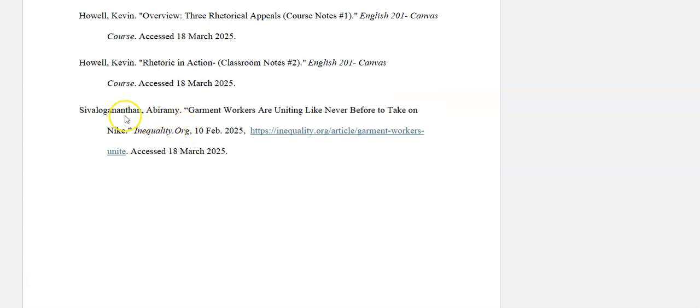Look at this one. So Nike, the article, where was it found? It was found in inequality.org. What is the large container? What is the holder of this article? Inequality.org. So that will be in italics, where this will be in quotes, the smaller items in quotes.